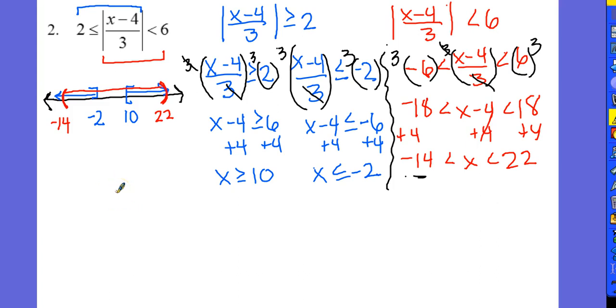Then what you're looking for is the obvious overlap, which would be here between negative 14 and negative 2, and between 10 and 22. Now, I told you at the beginning that I would give you another option for this, and so I'm going to do that right now. And then I'm going to challenge you to do the last problem on your own.